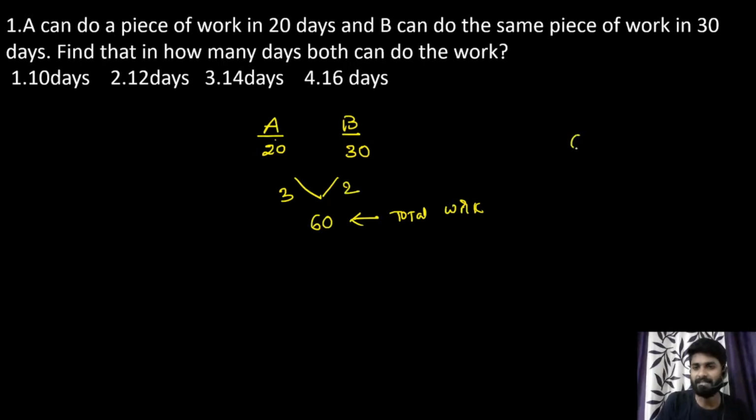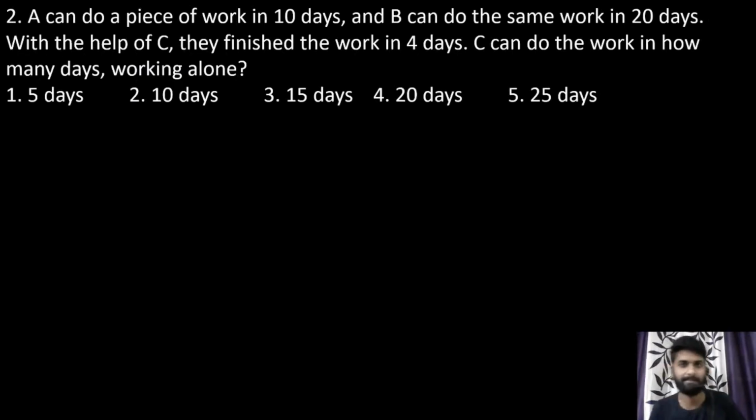Here is my question: there are 60 units of work, performed by A and B together. A does 3 units, B does 2 units, so together they complete 5 units per day. Now the work is completed in 12 days. The answer is 12 days. On to the next one.